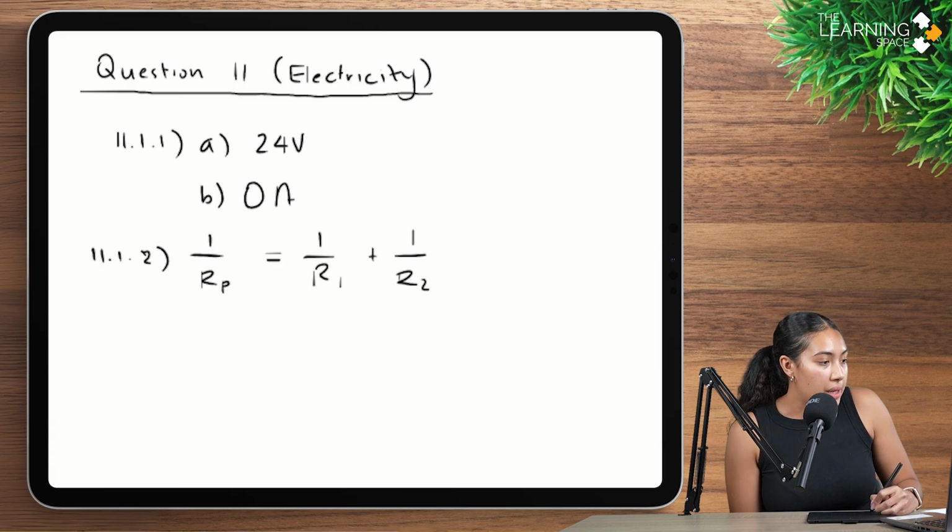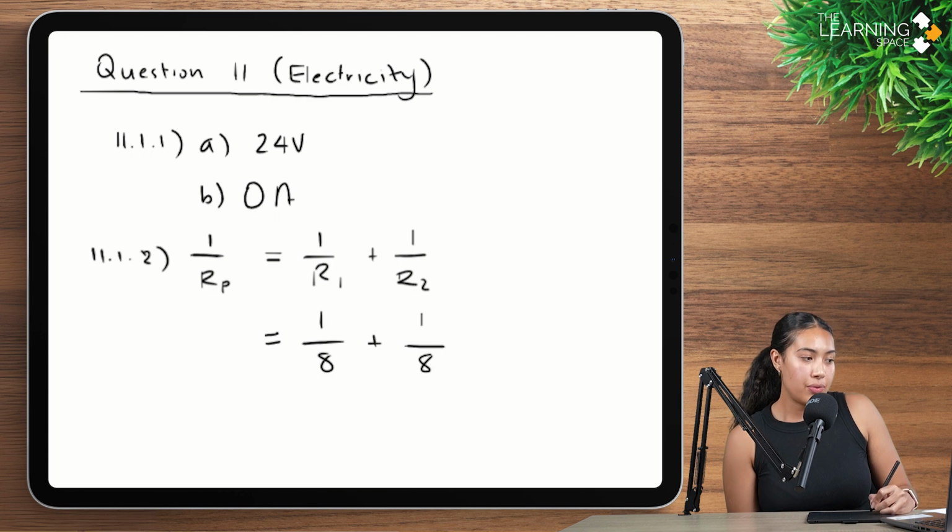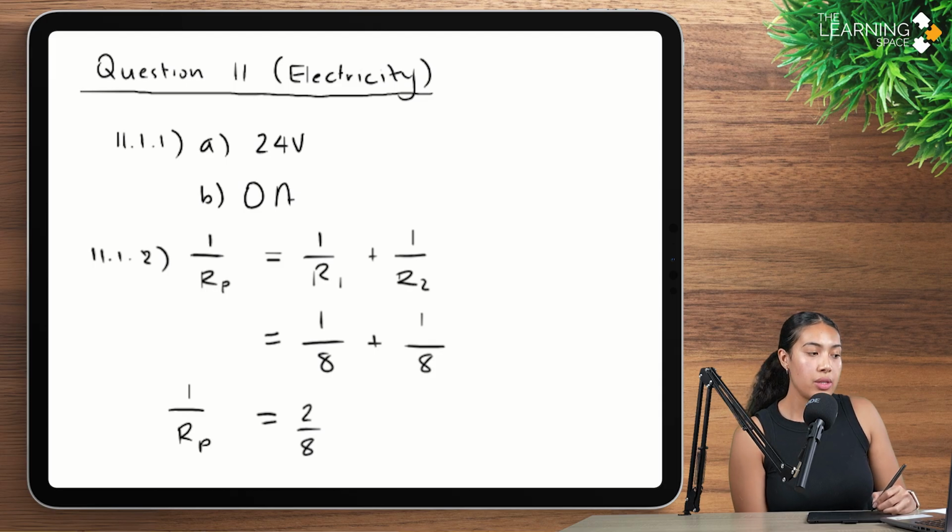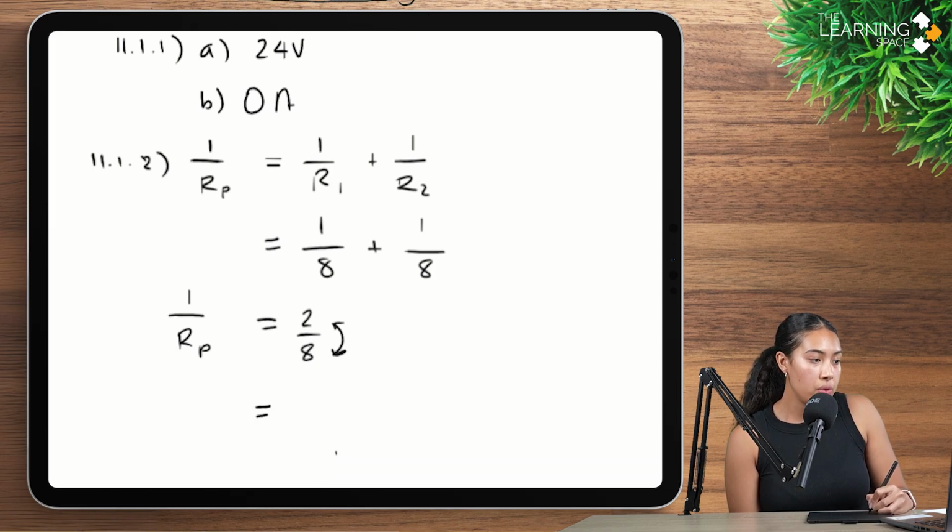Then we're just going to sub in our values. Our resistance value is 8 ohms for the one and 8 ohms for the other. When we add those two fractions, we get 2 over 8. So 1 over our parallel resistance is equal to 2 over 8. We don't leave our answer like that. What we then do is we invert our answer, swapping the position of the numerator and the denominator to get 8 over 2, which is equal to 4. So the total resistance of the parallel component is 4 ohms.